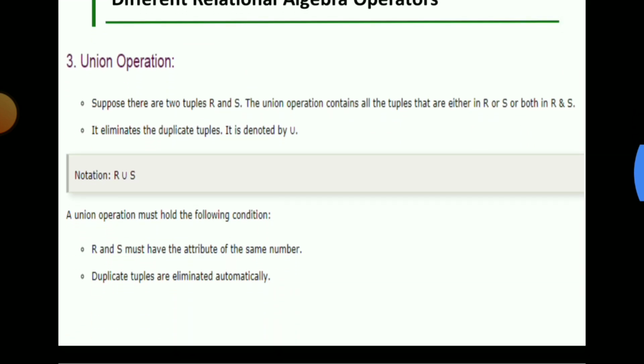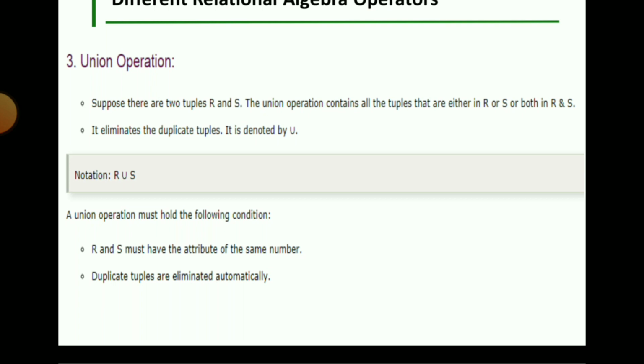Now the third is the union operation. Suppose there are two relations R and S. The union operator consists of all the tuples that are either in R or S or in both R and S. Okay.